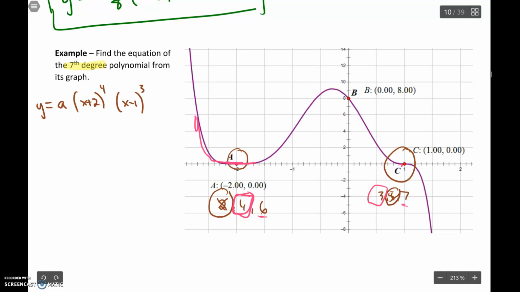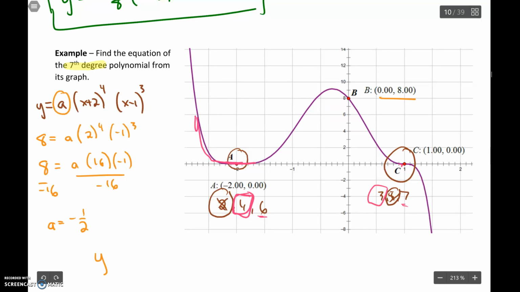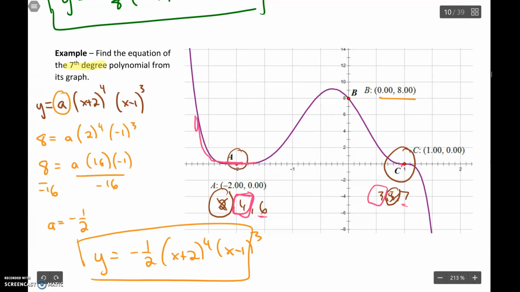I still need to find my a value. Plug in the point (0, 8). 8 equals a times 2 to the 4th, times negative 1 to the 3rd. 8 equals a times 16 times negative 1. Divide by negative 16, and I get my a value is negative 1/2. So y equals negative 1/2 (x plus 2) to the 4th, (x minus 1) to the 3rd.